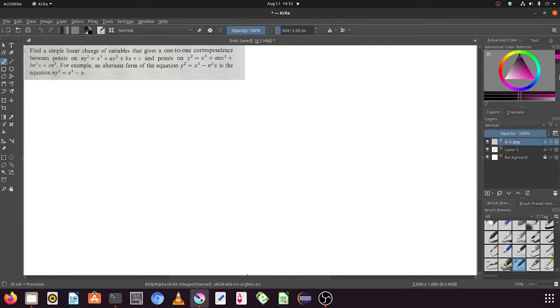So, welcome to section 2, exercise 1. We need to find a linear change of variables that gives a one-to-one correspondence between points on this curve and its split from one line to another. We'll just write it.